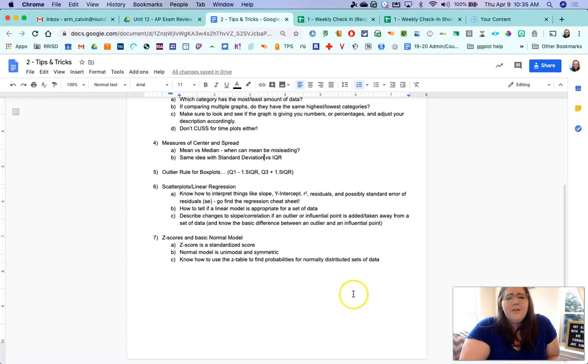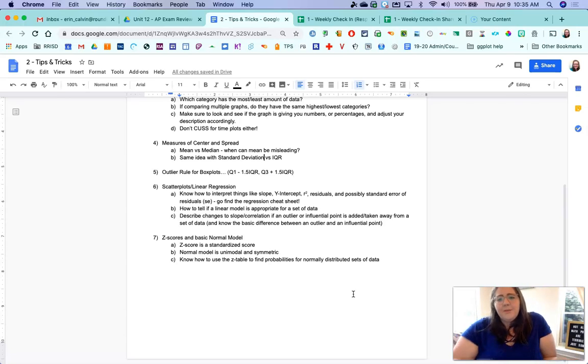I also put in there know the basic difference between an outlier and an influential point. I doubt this will come up much, if at all, but just know that an influential point basically means that it is influencing the correlation. So taking away or adding it back is going to have a major effect on the correlation. An outlier might be a point that doesn't fit the pattern of the data, but it's not really affecting your correlation all that much.